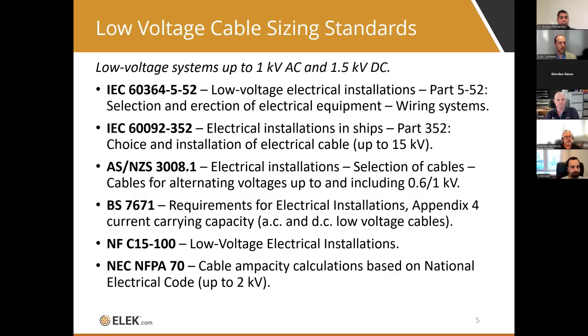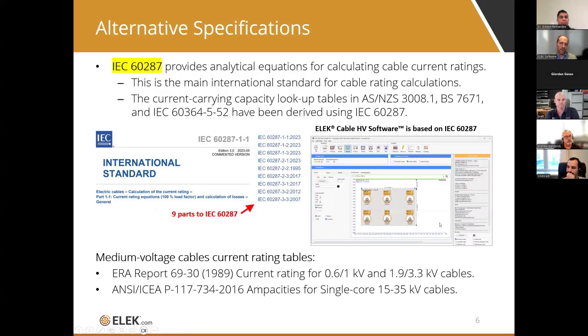The NEC, the American Standard, I'm not going to get into in this presentation at all. Obviously, it does exist. The main difference is really in the units, and the AWG cable sizes are a little bit different. But again, I'm not going to go into details of the American NEC standard for low voltage cable sizing. There are some alternative specifications.